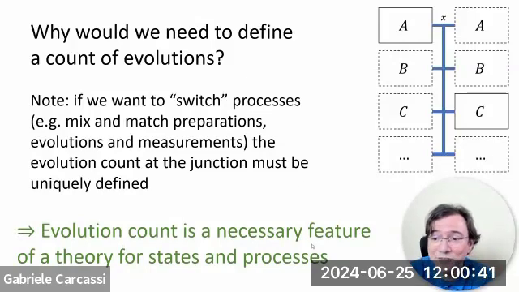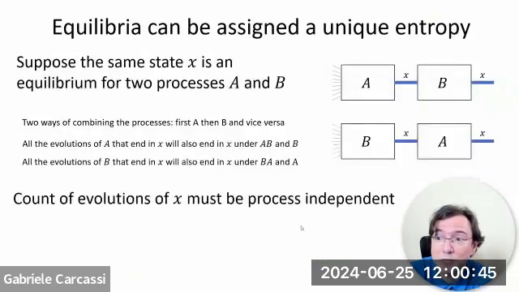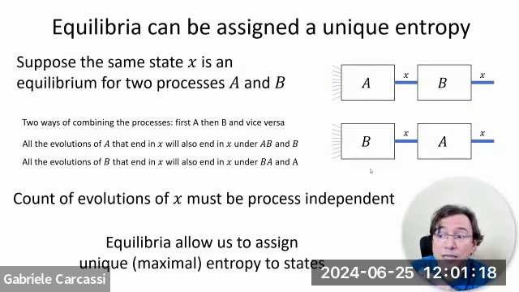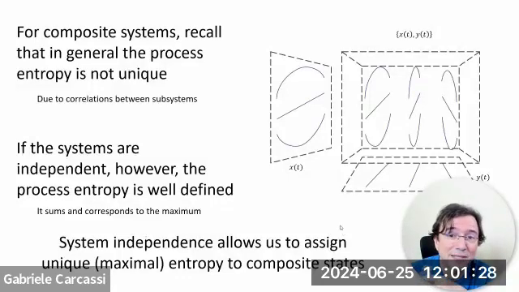So the evolution count is a necessary feature of a theory of states and processes, because we want to be able to do this. And the idea is that equilibria can be assigned a unique entropy, because if I know that X is an equilibrium of A and B, then the number of evolutions that I put here is going to be the number of evolutions that I put here, which is the same number that I put here, which means it's the same number of possible evolutions coming in that gives me X, which is the same number of possible evolutions that A has to give me X. So the count of evolutions must be process independent if we're really talking about equilibria, and these are the same equilibria for the different processes. That's why equilibria are important, because they allow us to assign a unique maximal entropy to a state. If we don't have equilibria, it's not clear what entropy we assign, because it depends on the process.